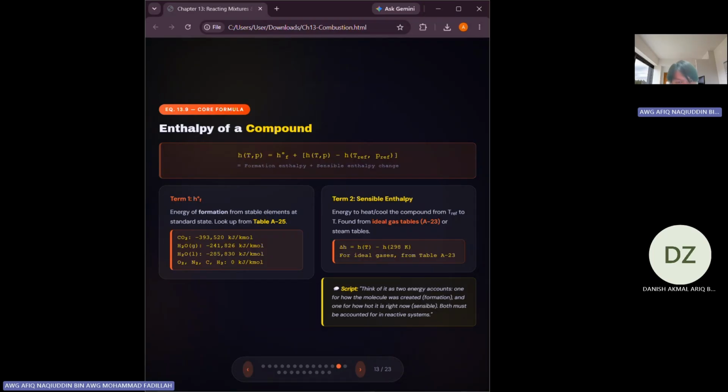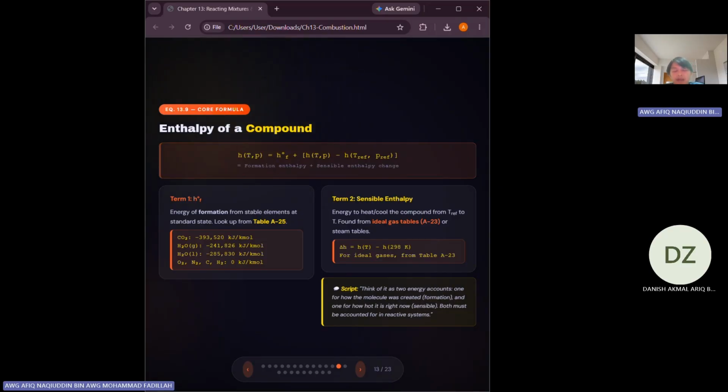Let's look at each term. Term 1, h°f, accounts for how the molecule was created from its elements. Always the same for a given compound. Look it up from Table A-25. Term 2, the sensible enthalpy change, accounts for how much the temperature and pressure differ from the reference state. This is a difference at fixed composition, so it can be taken from steam tables or ideal gas tables, Table A-23, because the terms cancel in differences.